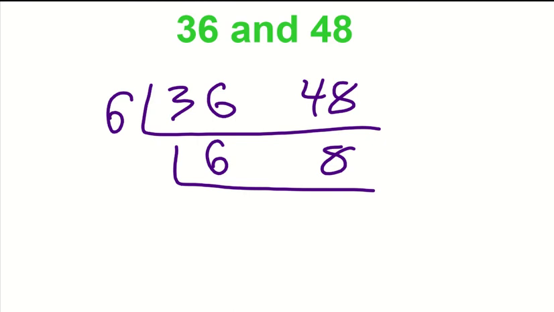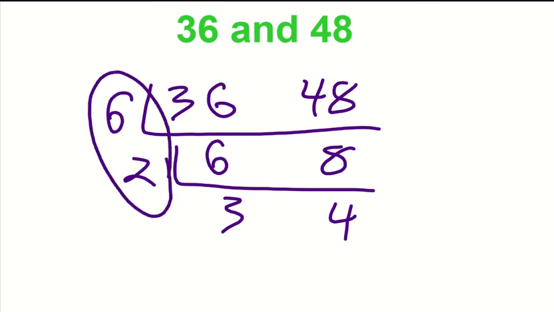What's the number that goes into 6 and 8? 2. 6 divided by 2 is 3. 8 divided by 2 is 4. Can't go any further, right? So what we use for our answer are the two numbers on the left. So it's 6 and 2, and they get multiplied together. So 6 times 2 is 12. So like they said from the start, 12 is our answer.